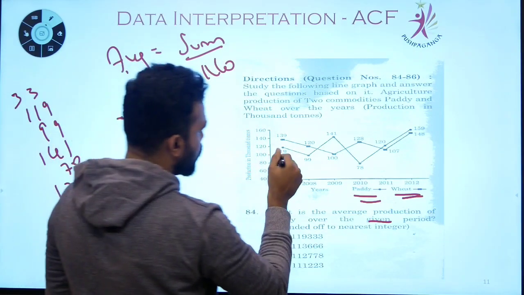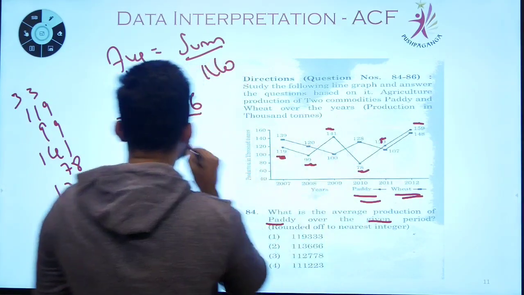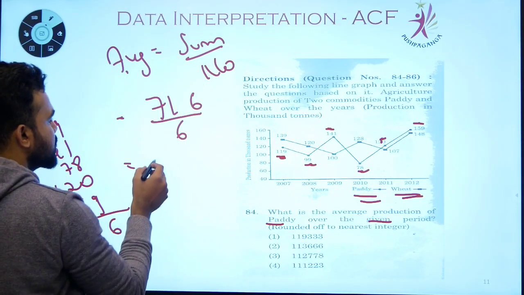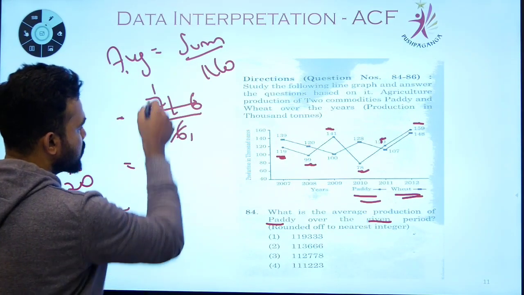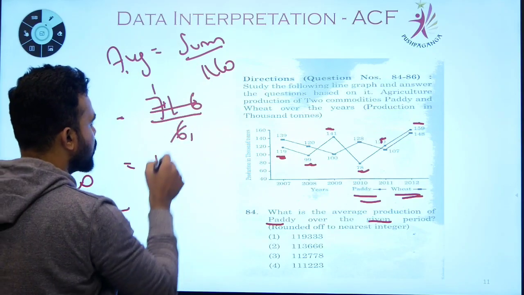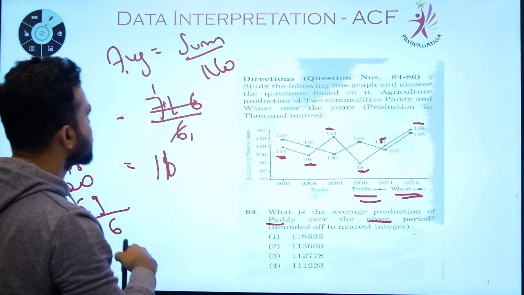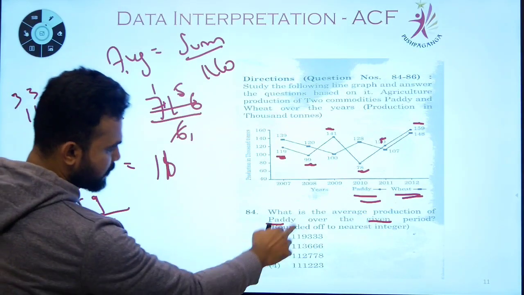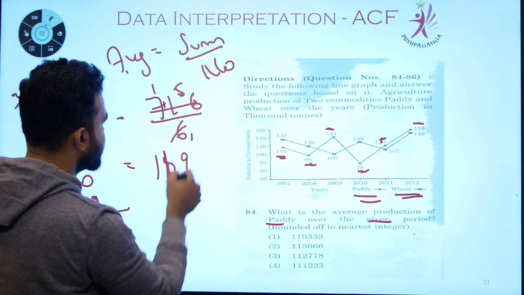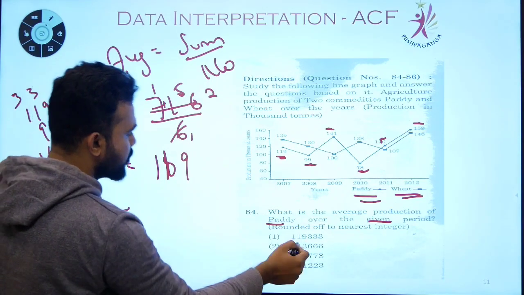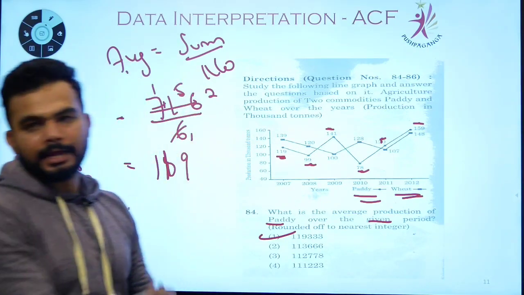Total numbers 1, 2, 3, 4, 5, 6. So we have 716 divided by 6. 6 ones are 6, and then carry 1 forward. 6 again, 6 ones are 6, 5 carry. Can we get an answer? No. So then 6 nines are 54, 2 carry. Can we get the answer? Yes, we can get the answer. So the answer is nothing but 119.333.